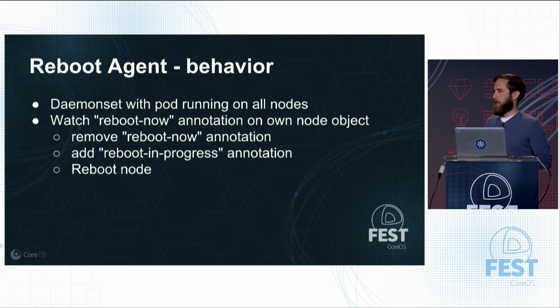So for the Reboot Agent, the behavior that we essentially want, this is going to be deployed as a daemon set. If you're unfamiliar with daemon sets, this allows you to schedule a particular pod to all nodes or a subset of nodes. Since we want this running on all nodes, it's a very good use of that. We're going to say, OK, this agent needs to run everywhere. Its job is essentially to watch for the reboot now annotation to show up on its own node object. When it's running on a particular node, it only cares about updates to itself. Then it's going to see, do I have this reboot now annotation? If I do, then I should add the reboot in progress annotation, and then I should reboot that node. So pretty straightforward business logic here.